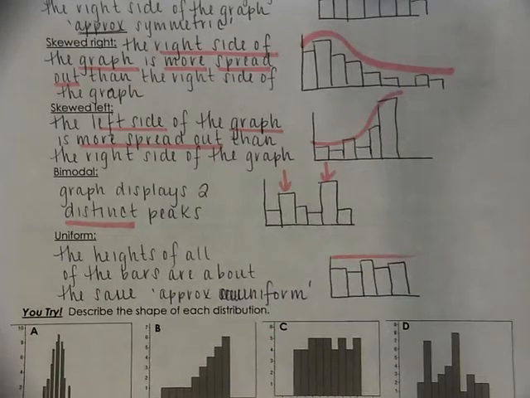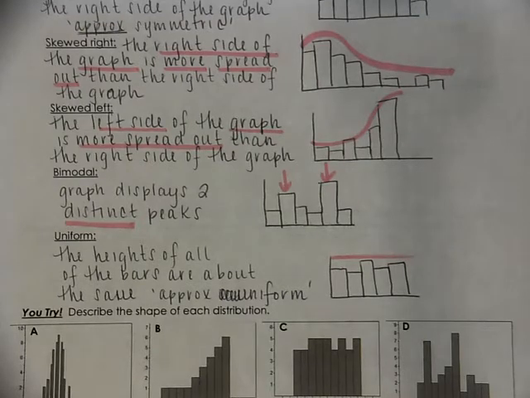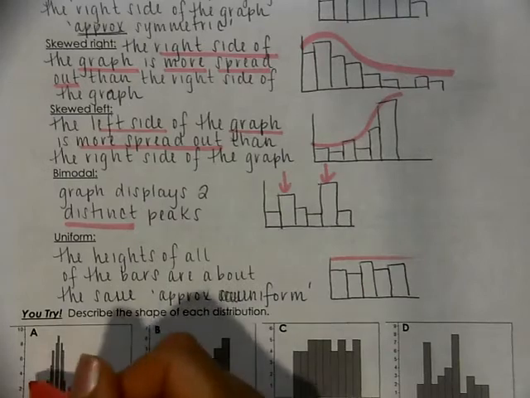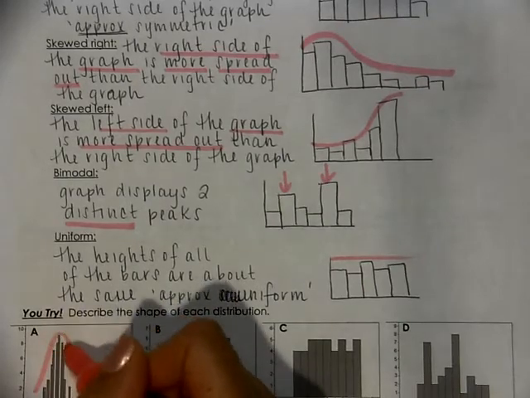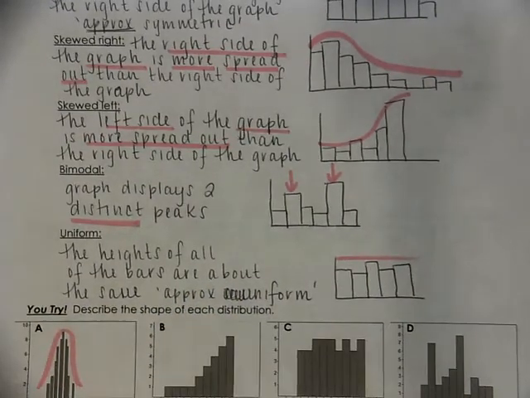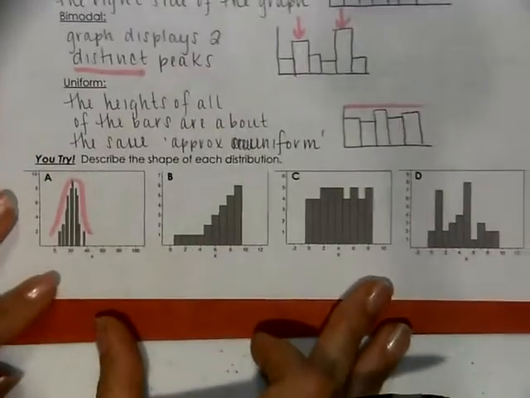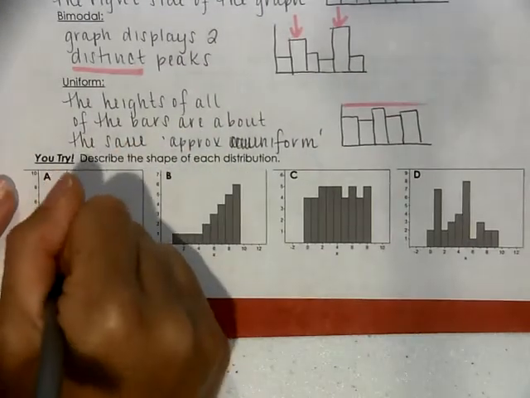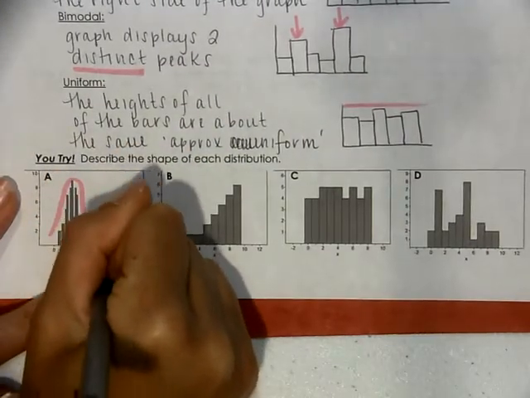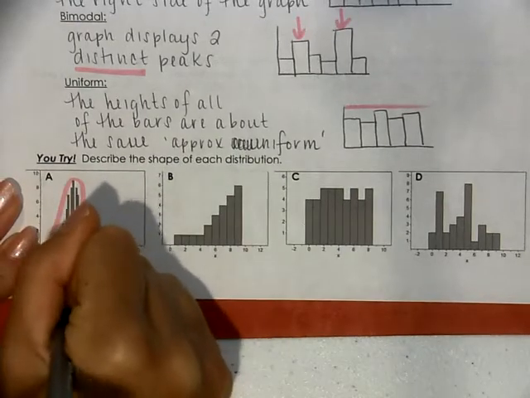So now would be a good time to pause the video if you want to try these four on your own, or you can work along with me. First one, like I said, if you need to, draw a curve over it. What do I see? That would be approximately symmetric. Or if you just wrote symmetric, that is fine too.